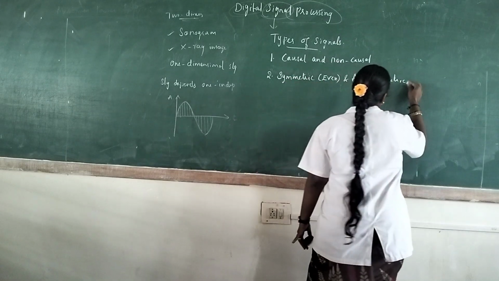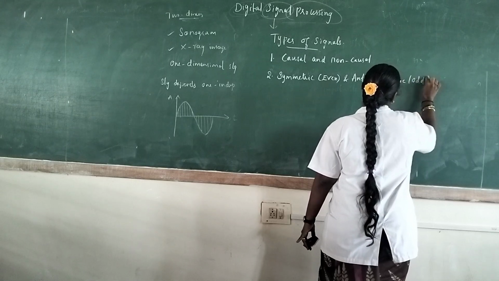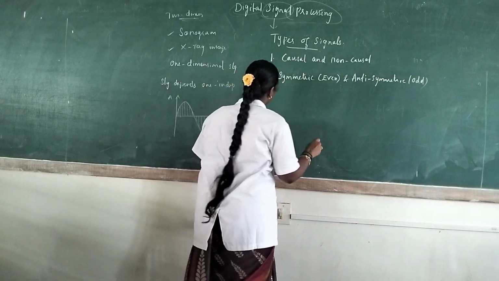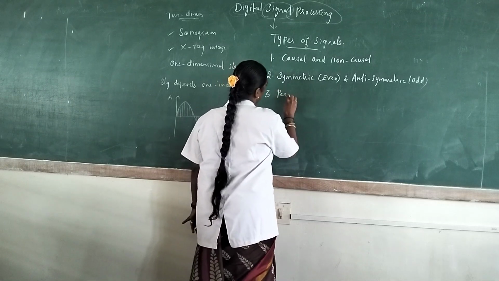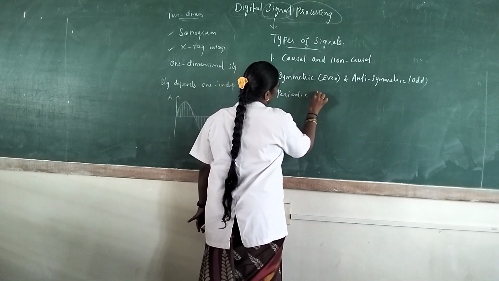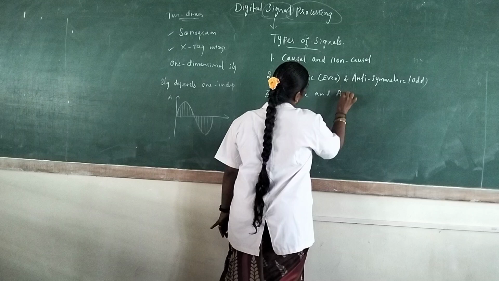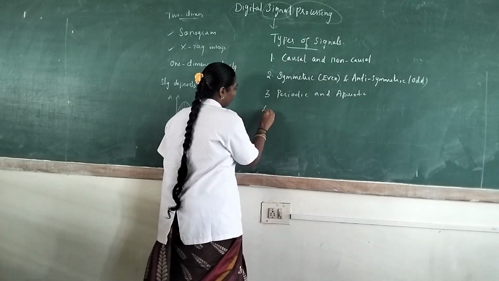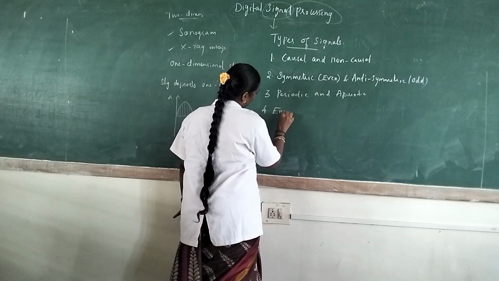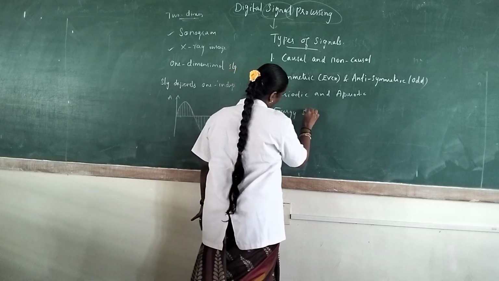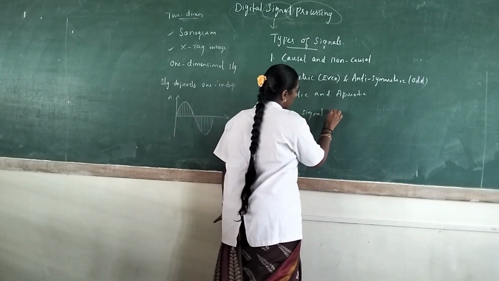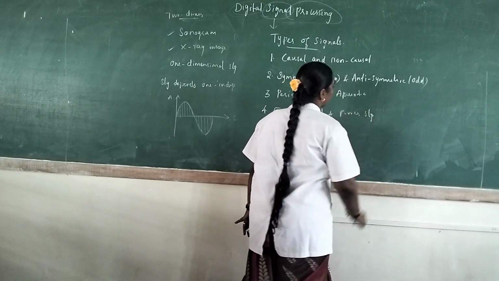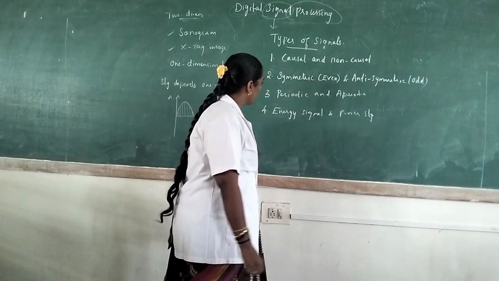One is symmetric and antisymmetric. Antisymmetric is nothing but your odd signal. And third type of signal is your periodic and aperiodic signal. And the fourth one is energy signal and power signal. Okay.